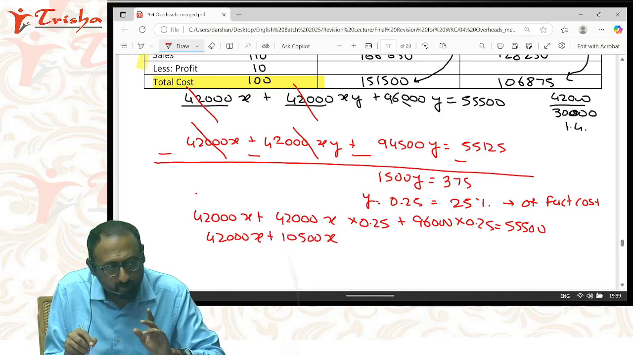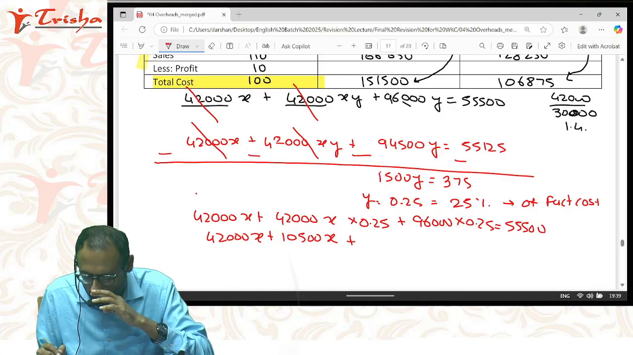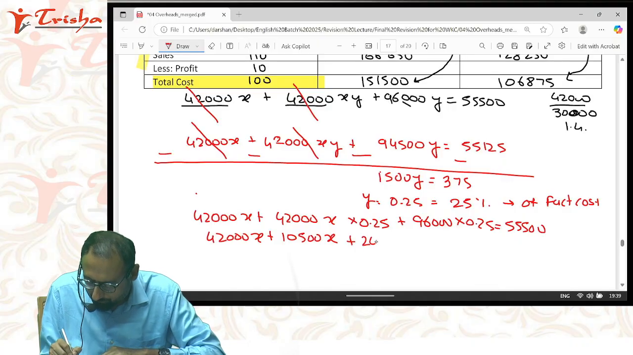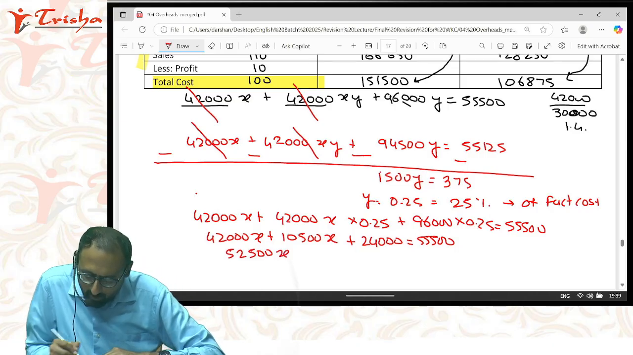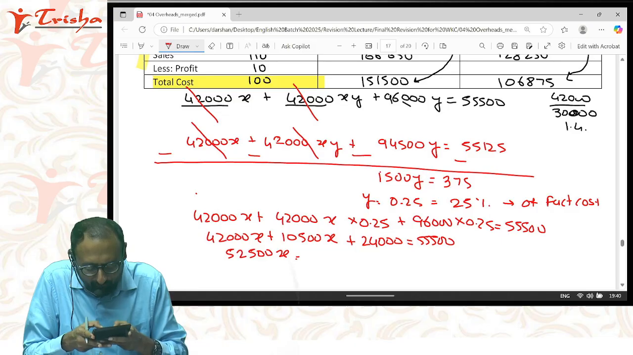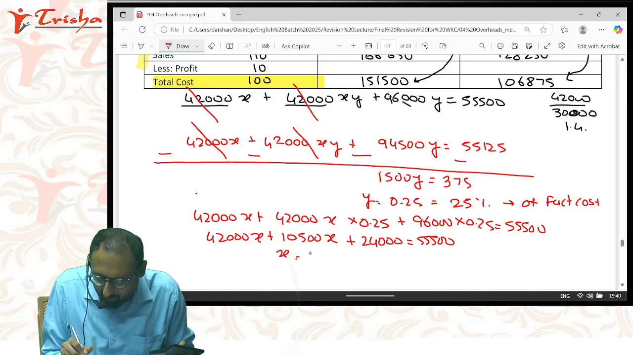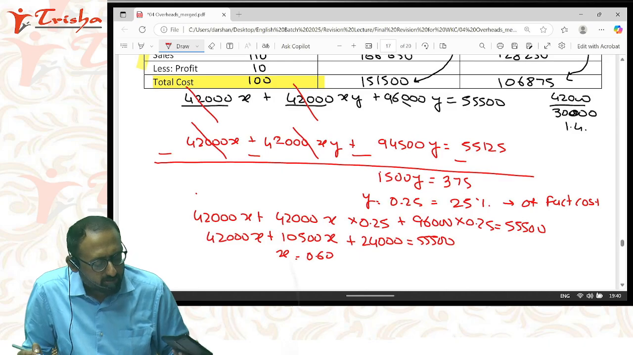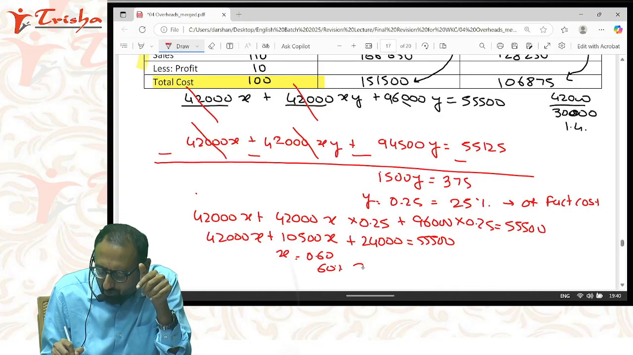Check, sir. 42,000 into 0.25, is it 10,500? 96,000 into 0.25 is 24,000, equal to 55,500. Now it will be 52,500x is equal to 55,500 minus 24,000 divided by 52,500. Sir, directly my x value comes to 0.60. Yes or no? 0.60 means that my factory overhead is 60% of direct wages.